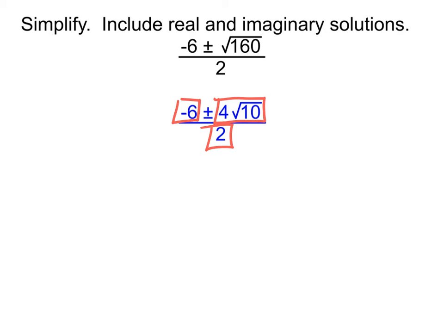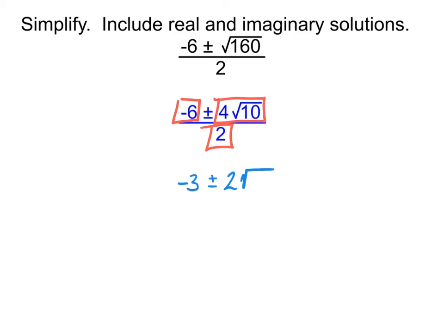Now, is there a number that I can divide all 3 of those by? Yep, 2. And so I'm going to then go ahead and divide all of those by 2. So I'm going to do the negative 6 divided by 2. That gives me negative 3. The plus or minus stays a plus or minus. Now I need to do 4 root 10 divided by 2. When you do that, of course, it is going to become 2 times the square root.